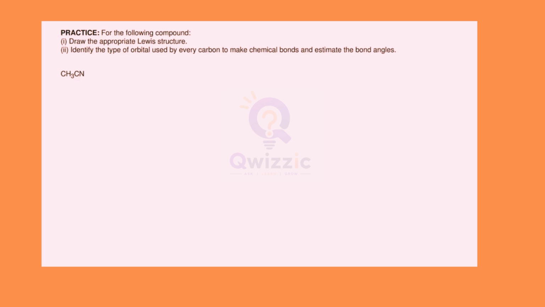Welcome back, everyone. For the following compound, number 1, draw the appropriate Lewis structure. Number 2, identify the type of orbital used by every carbon to make chemical bonds and estimate the bond angles. We're given the structure of acetonitrile.